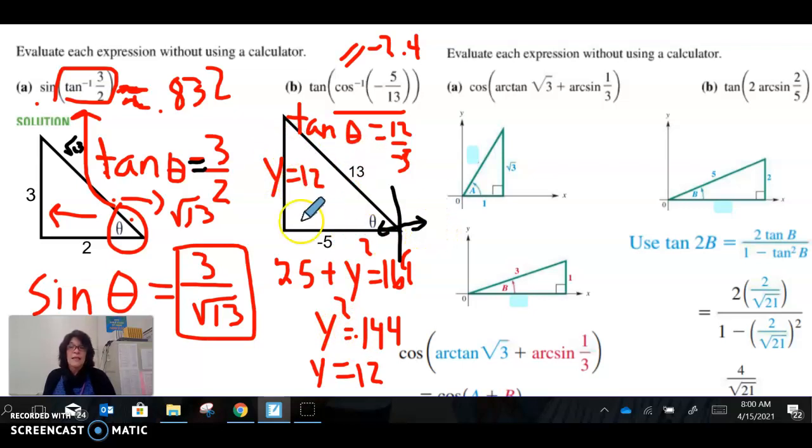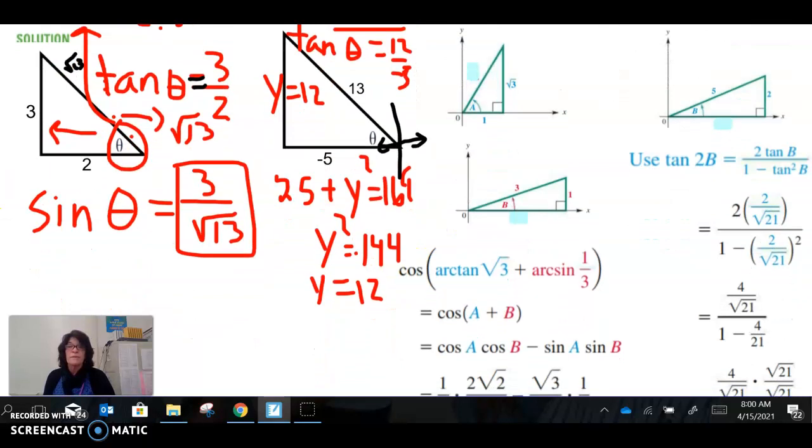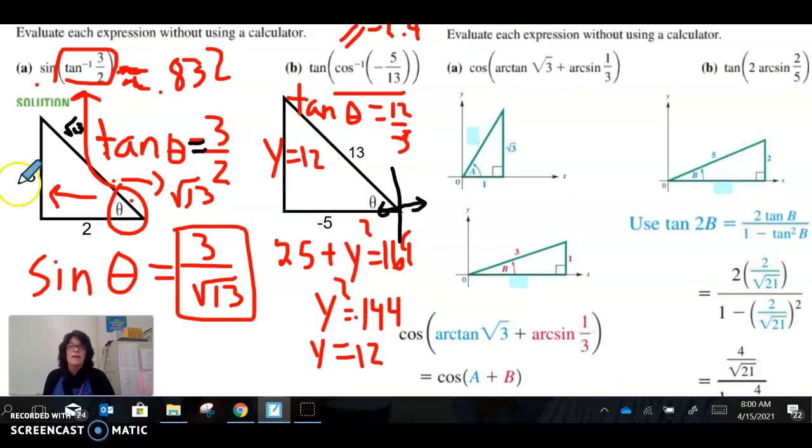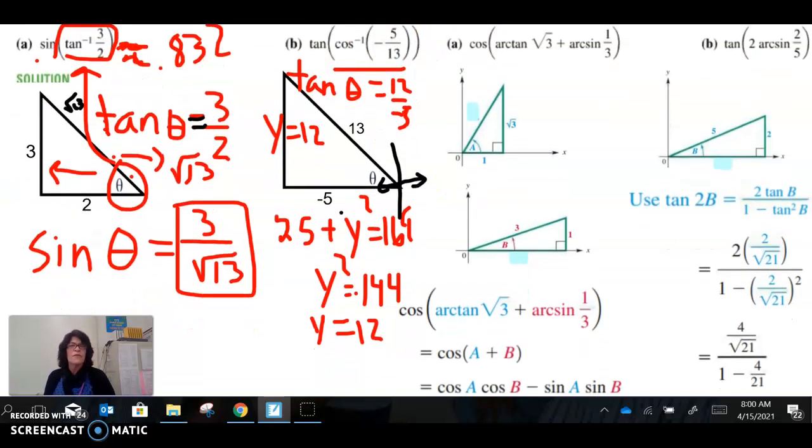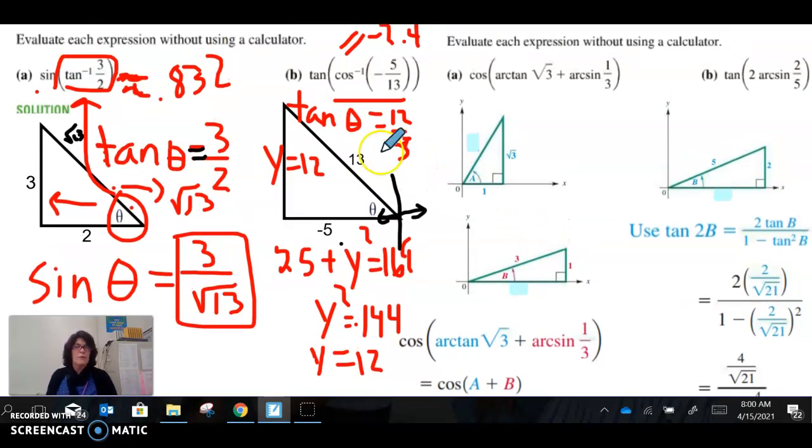So then I know that the tangent of that angle is 12 over -5, opposite over adjacent. 12 over -5. And when I do it in the calculator, I get -2.4, which was exact. I think you've done that maybe before in pre-calc, but just a little refresher.